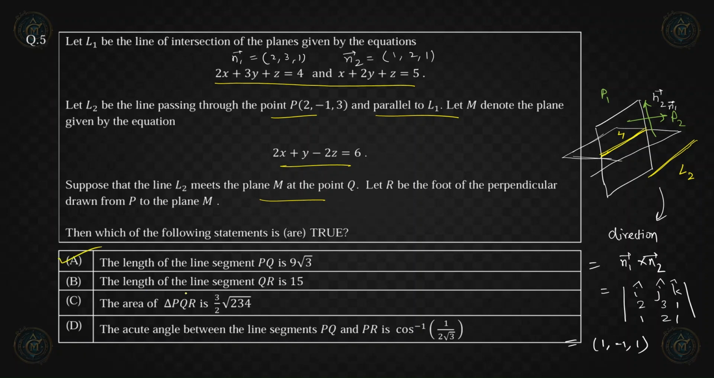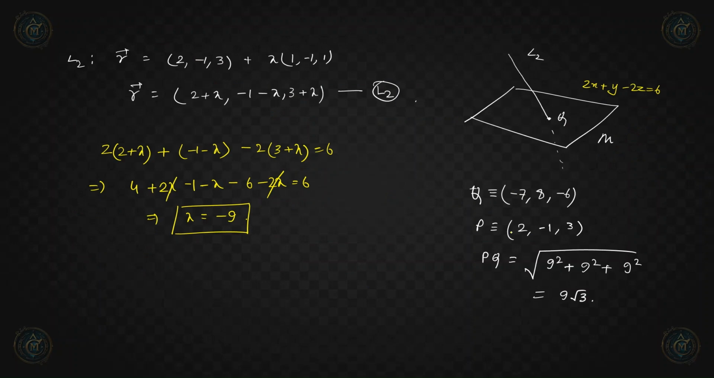Now for the second option, we need to determine this point R. Let R be the foot of the perpendicular drawn from P to the plane M. So P is this point and M is this plane. The foot of the perpendicular in 3D is, let's say, alpha, beta and gamma. Then alpha, beta and gamma can be determined through this equation.